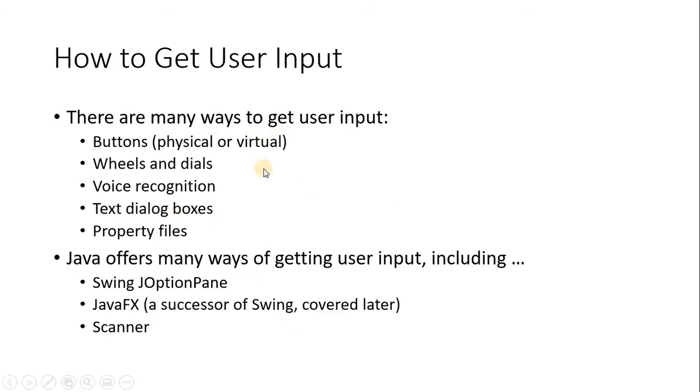So how are we going to get the input? There are many ways, as I already said. Using a button, in a visual environment like a graphical user interface, we can get input by pressing the button. We can also use wheels and dials, voice recognition, text boxes, and property files. But in Java, how are we going to do it in this course?